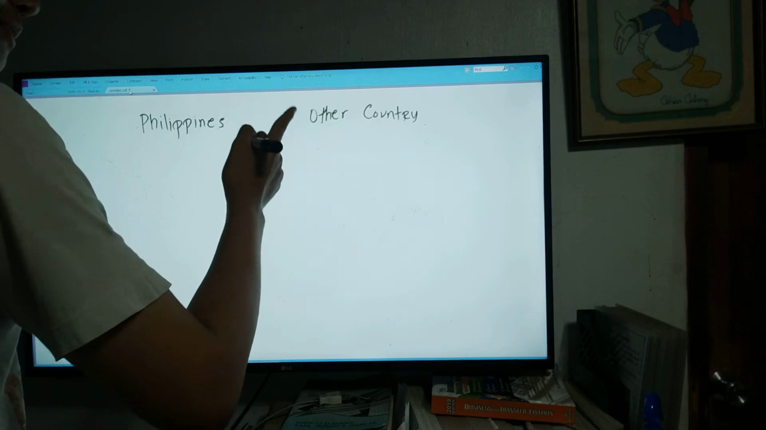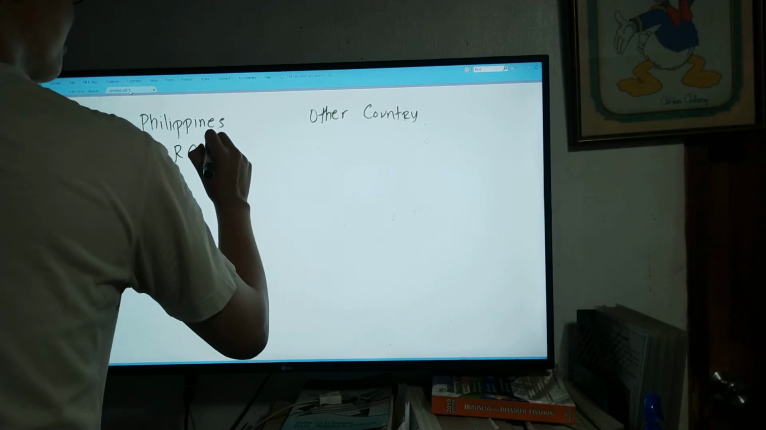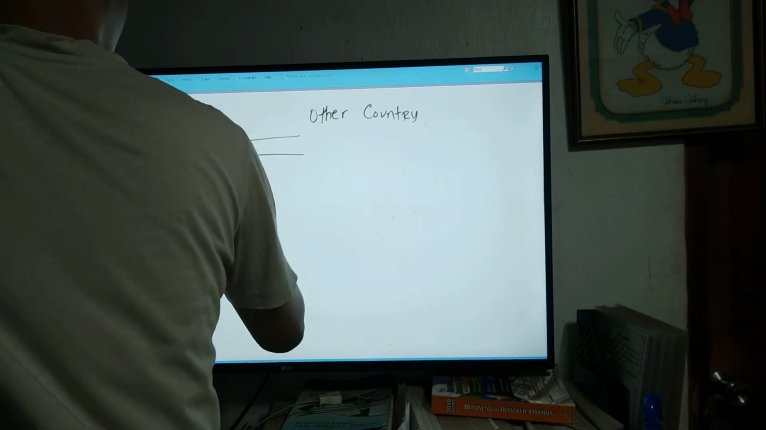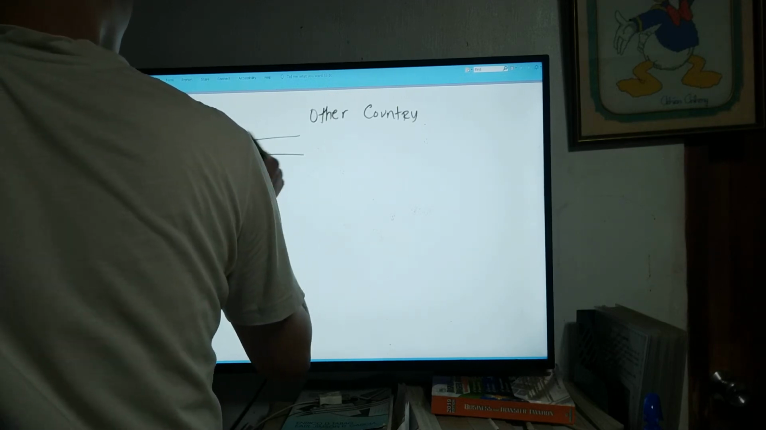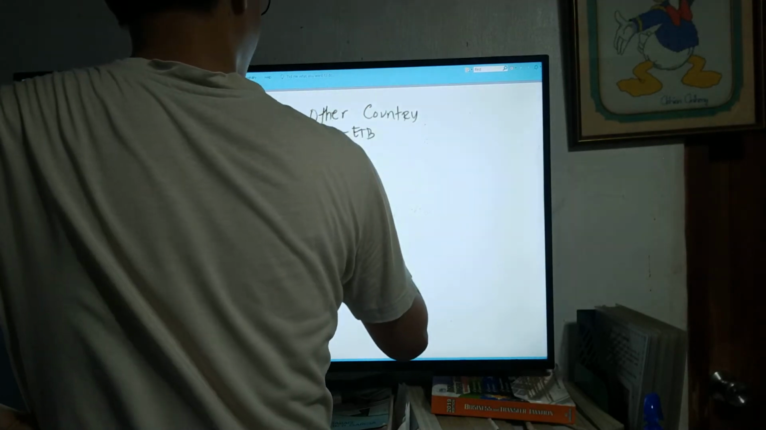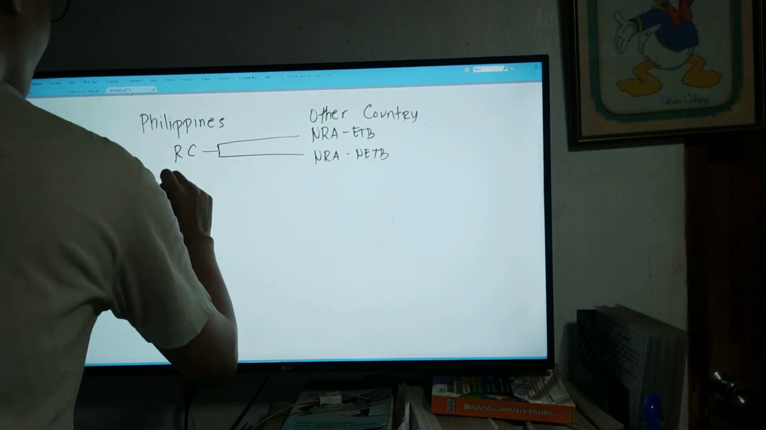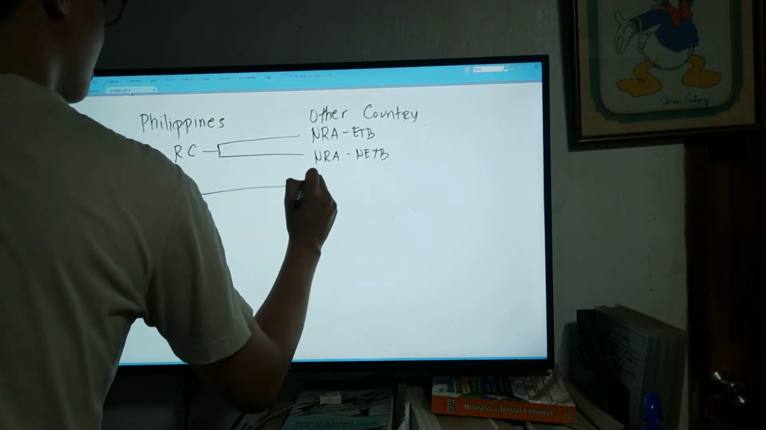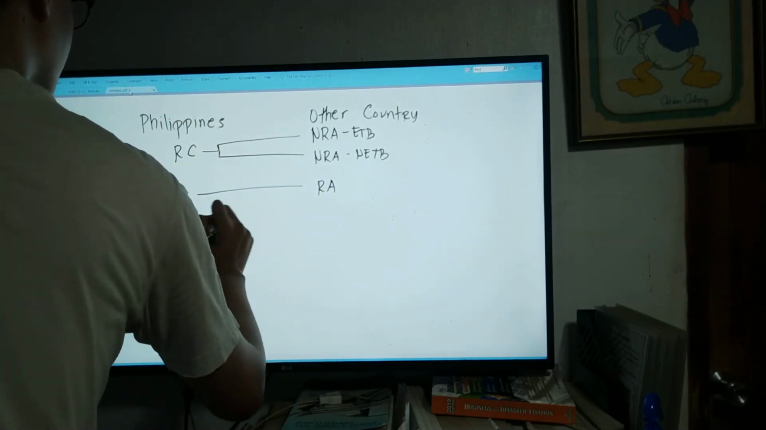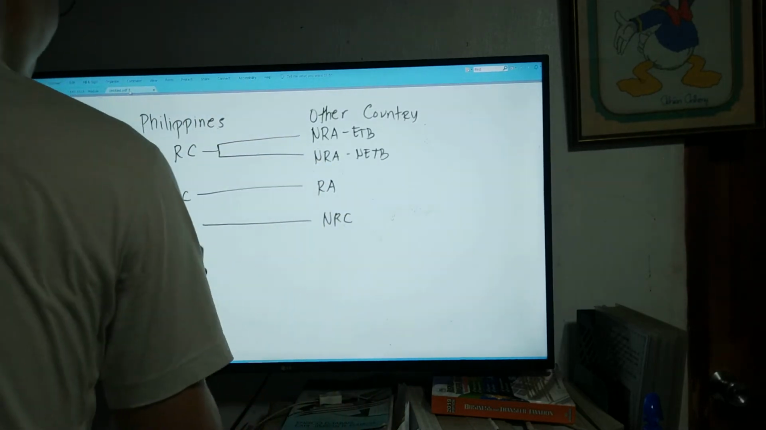So, say for example, here in the Philippines, yung RC natin, resident citizen natin, it can either be a non-resident alien, ETB, or NRA, net B. Okay? Kapag naman ho NRC, RA. Kapag naman ho RA, NRC. Diba? So nakikita niyo yung pattern.